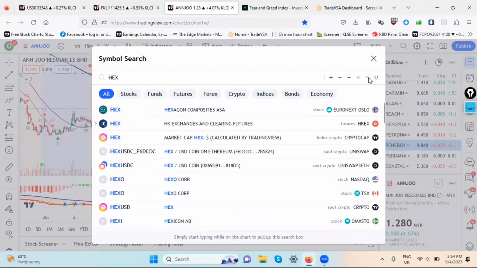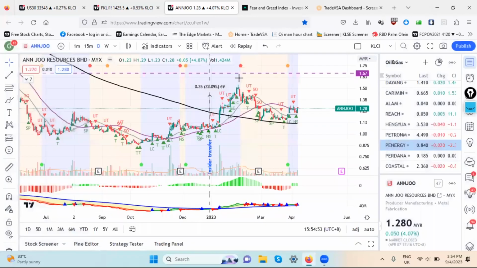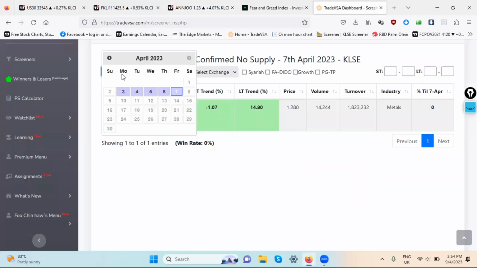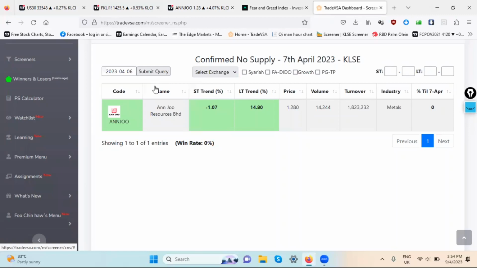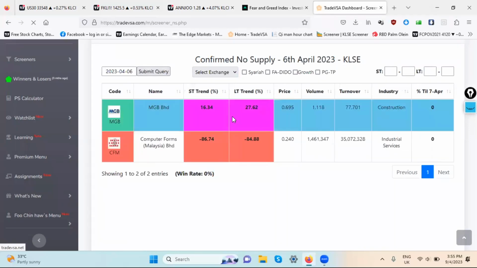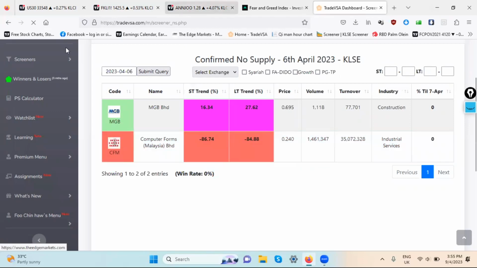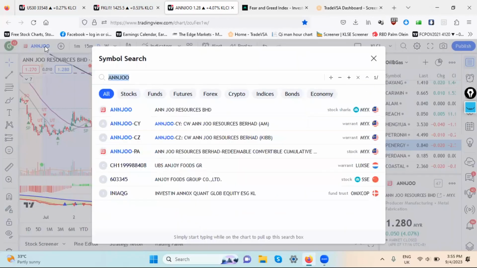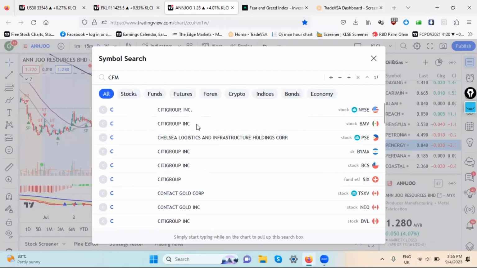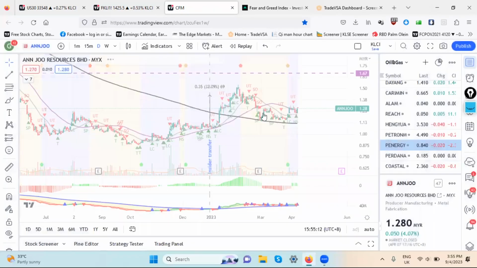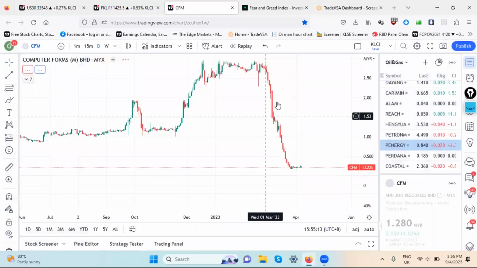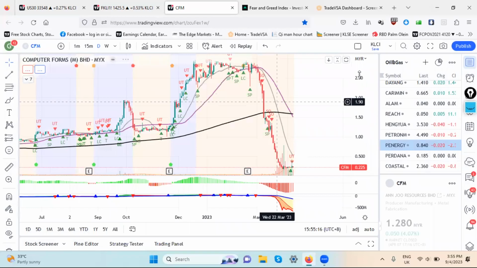Okay, so never mind. This is a stock that I see the whole week. It is not really like this computer form. I think there is a big drop here. Okay, CFM. So that's why when it comes to a stock indicator, you actually need to be careful.